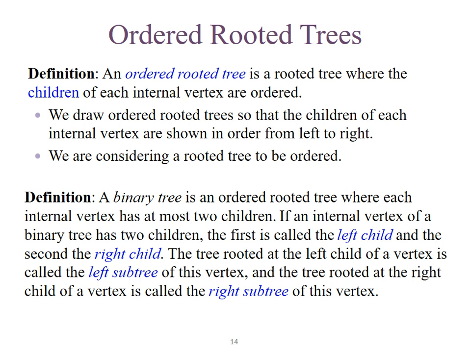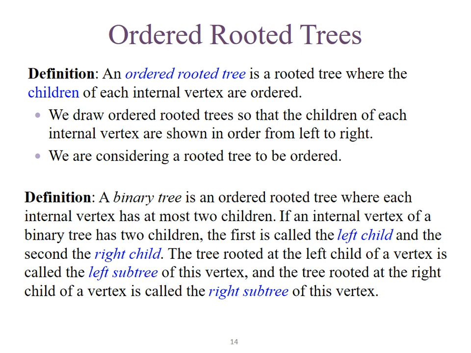All right. Next, let's see another definition: ordered rooted tree. An ordered rooted tree is a rooted tree where the children of each internal vertex are ordered. So we have a specific order for all the children of these internal vertices. Then we can call this an ordered rooted tree.